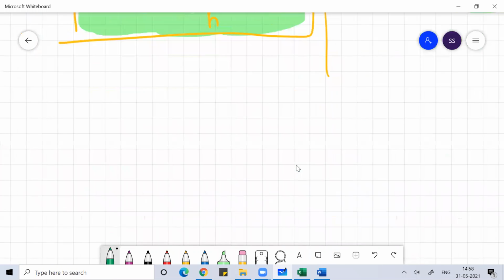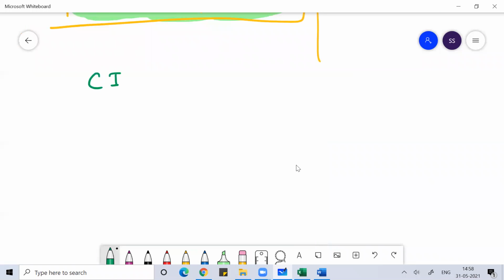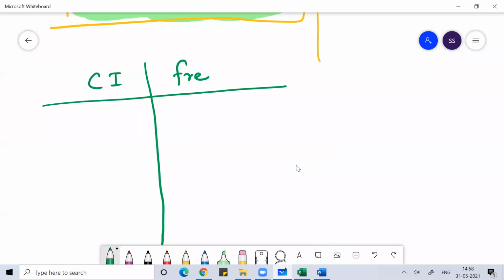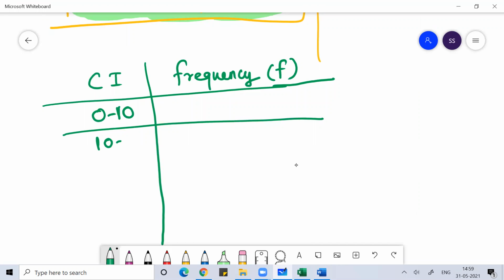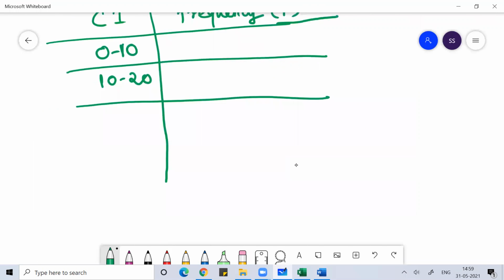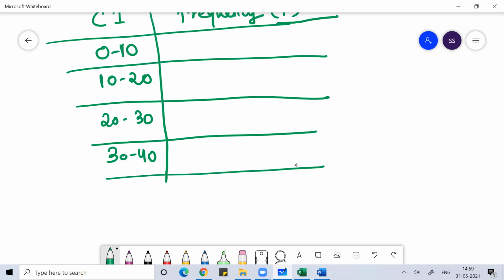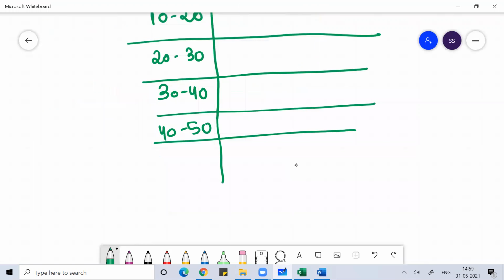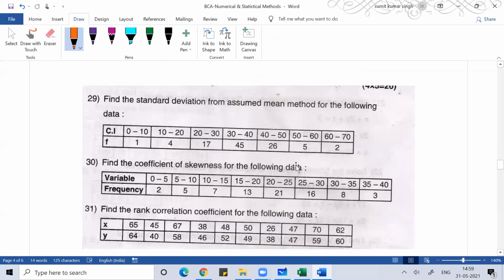Fine. So let me write down the problem. Please write my class interval. I want to calculate the standard deviation by step deviation method. Let me just write down the frequency.